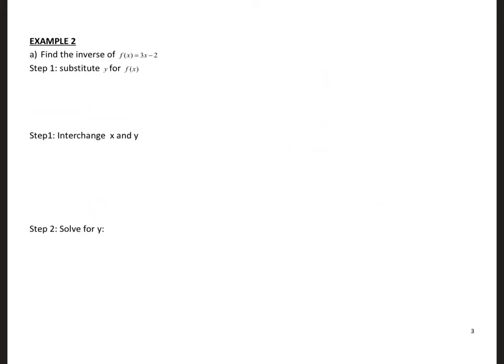So let's go to another example. Here we are told to find the inverse of the given function, and we have some steps we are going to follow. Step 1, substitute y for f of x. So I have y is equal to 3x minus 2. We have done that. Step 2, interchange x and y. So x is equal to 3y minus 2.